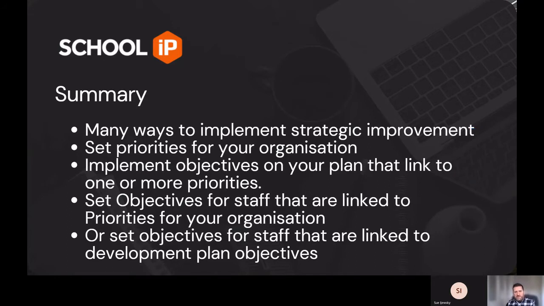So coming to a summary now, there are many ways to implement strategic improvement within School IP. You can set the priorities for your organization. You can then implement those objectives on your plan that link to one or more of those priorities. You can also set objectives for staff that are linked to priorities for your organization, or set objectives for staff that are linked to development plan objectives, effectively so you don't have to reinvent the wheel.